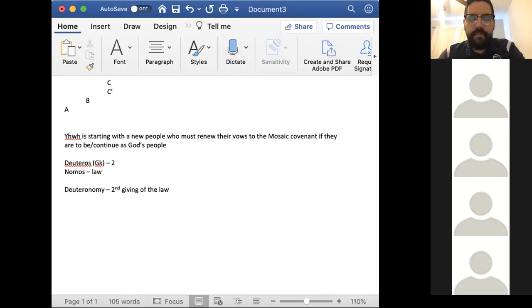So with the second giving of the law, Yahweh's starting over with the new generation, in the hope, the desire, that they will prove more faithful than the first, but it's not guaranteed. And so you have the breakdowns of the specific laws and the way that they'll work out. You have the prologue, this kind of introduction of the parties.